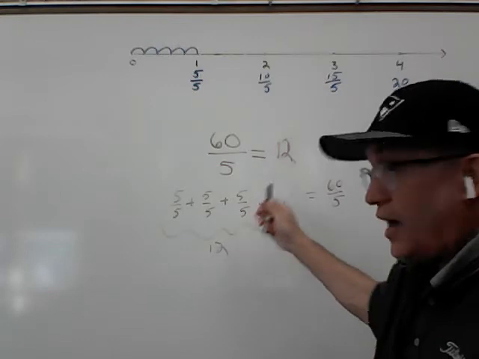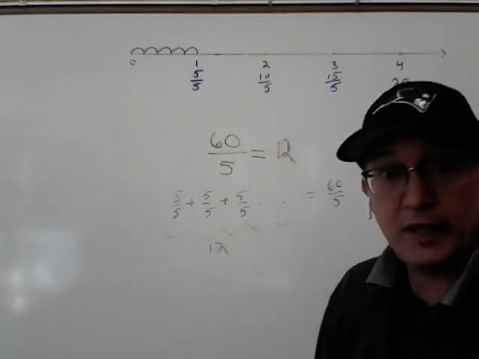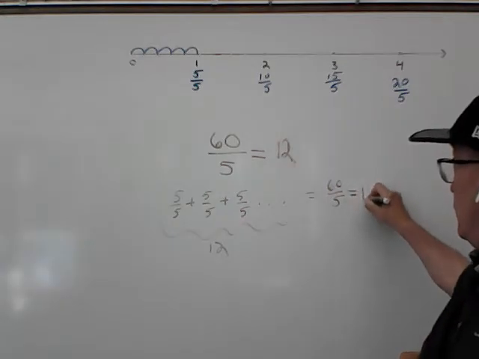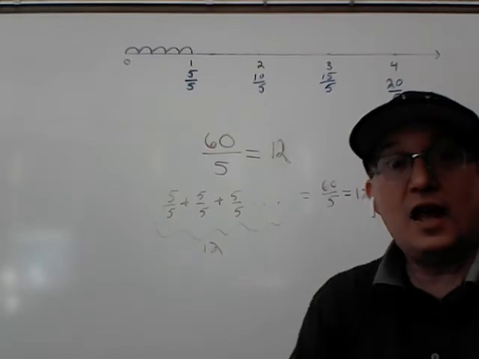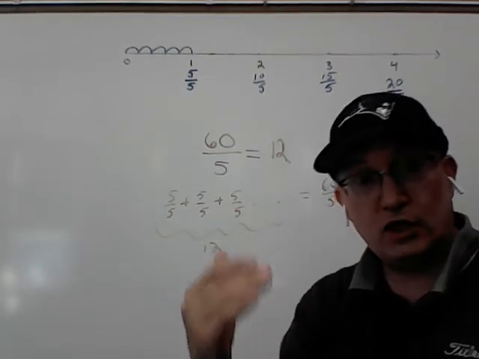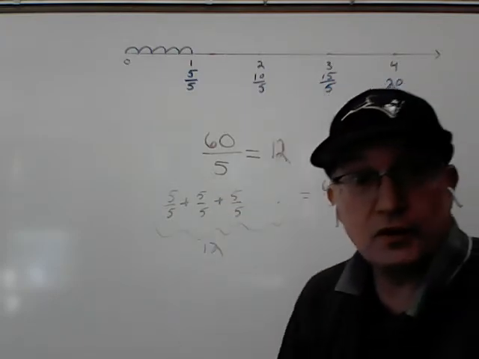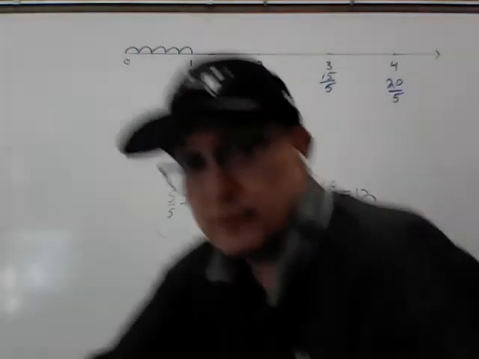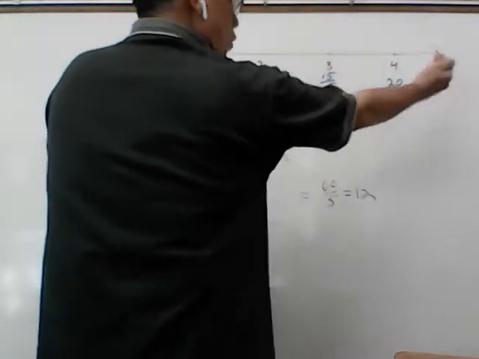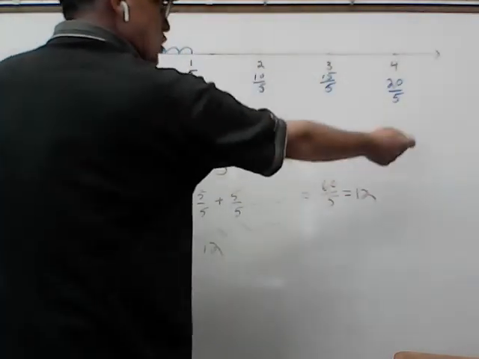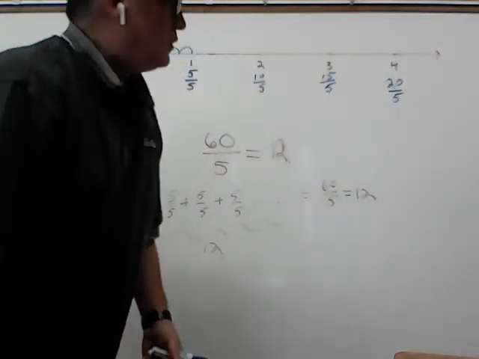And each of these 5 fifths is 1. So we have 12 ones being added together, which is, of course, 12. All right? Now, in terms of imagining the number line, this number line only goes up to 4, but we could certainly imagine continuing. Every time we go up by 1 whole, every time we go up by the unit, we go up by another 5 fifths.